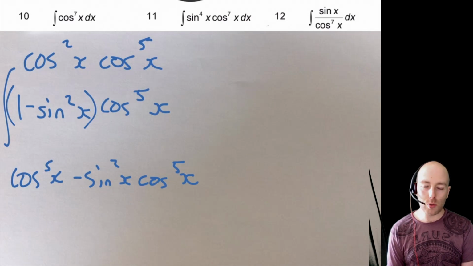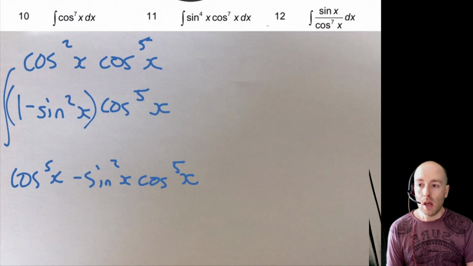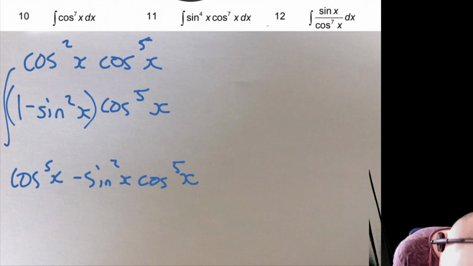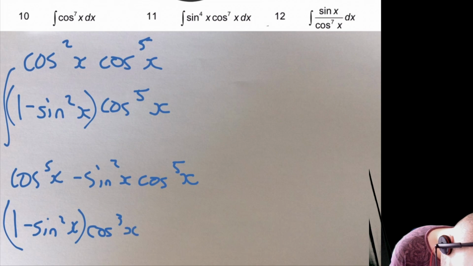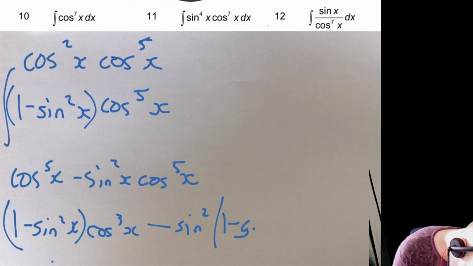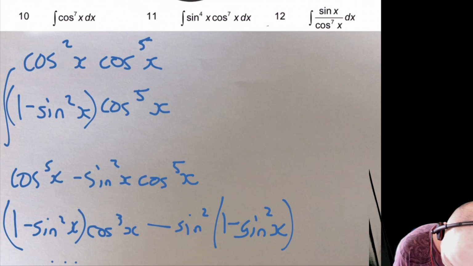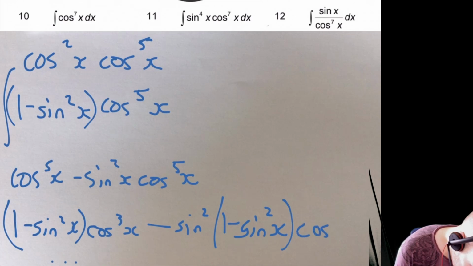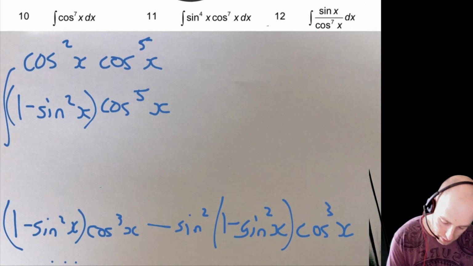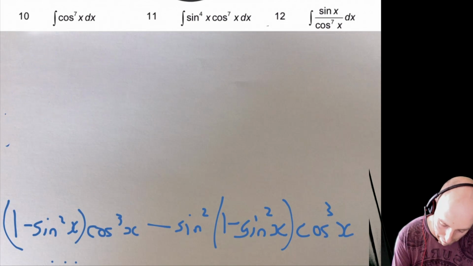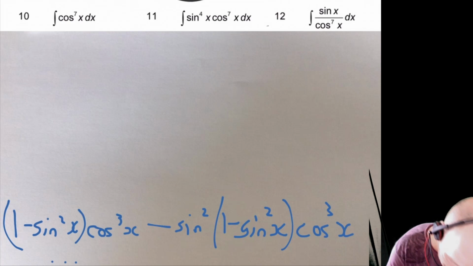We need to get a power 1 in here somehow. So we're going to do it again. Cos to the 5, let's say it's 1 minus sine squared, so cos squared times cos cubed, minus the same over here, sine squared, 1 minus sine squared x cos x to the 3. So you can see why it's going to be so tedious. Still not good enough, we've got to do one more. So I'm going to expand all this and then do one more.